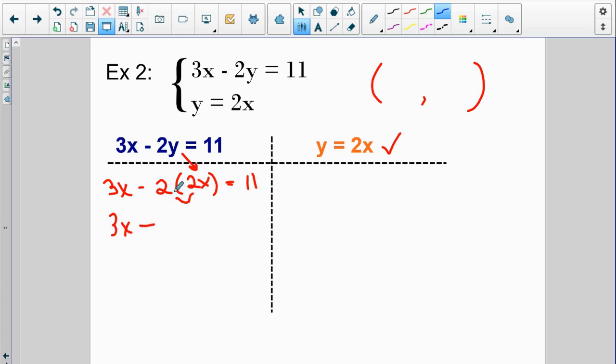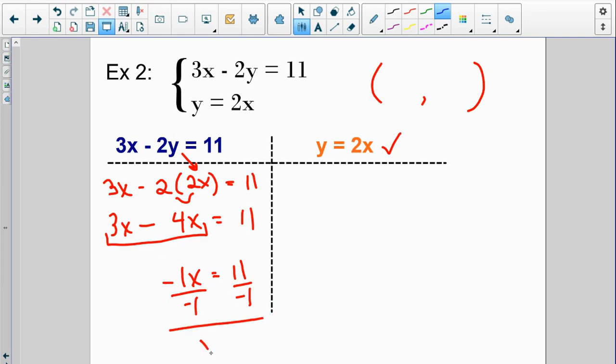Again, we start by multiplying together. 2 times 2x. Just remember that's like 2 times 2 times x, so 4x. And then we have 3x minus 4x equals 11. So it looks like I can combine my like terms. They're on the same side of the equation. So I just subtract: 3 minus 4 is negative 1. So 3x minus 4x is negative 1x. Bring down the equals 11. And then I want to divide to undo the multiplication. And I get x equals negative 11.